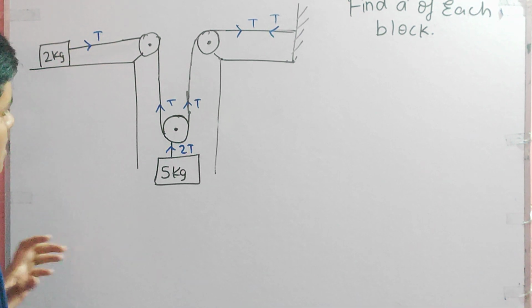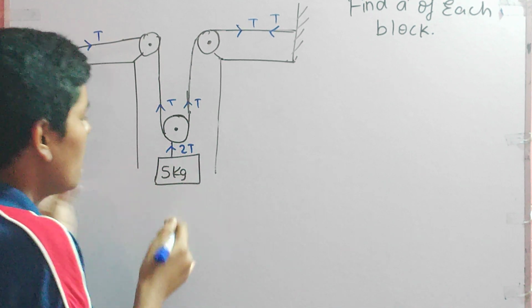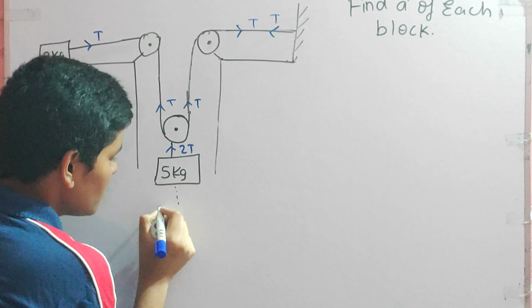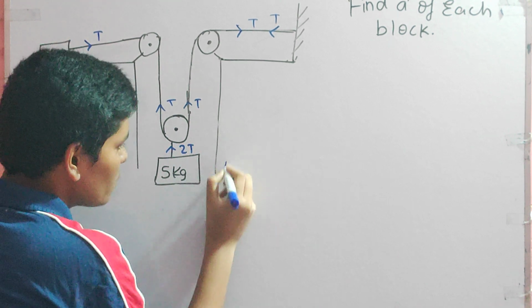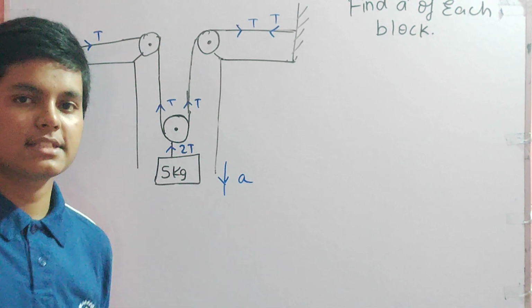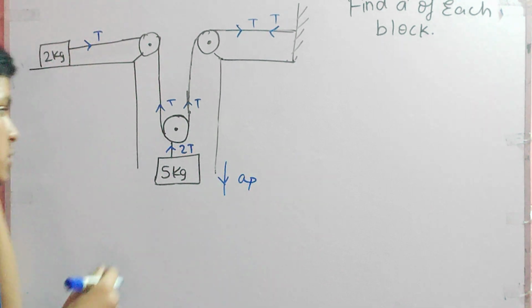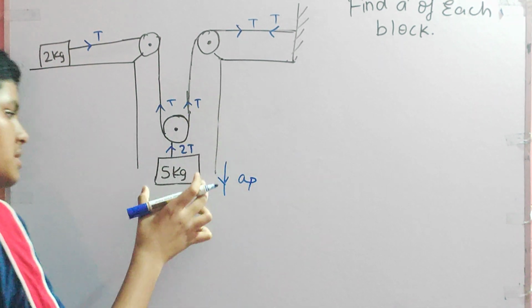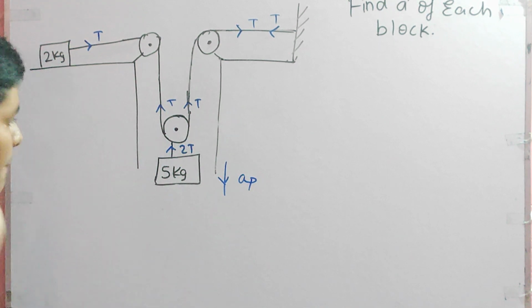Now suppose this system is left. What happens is this 5 kg block moves downwards slowly, and assume this 5 kg block is going downwards with an acceleration of A. And here what is the acceleration A? This acceleration A is nothing but the acceleration of the pulley. So how much the pulley will move down, that much only the block will move down. Suppose the pulley is moving down with acceleration AP.